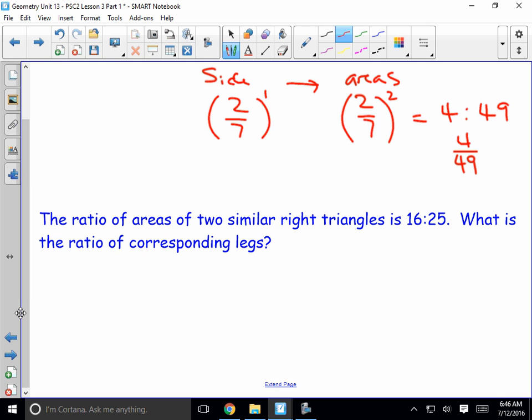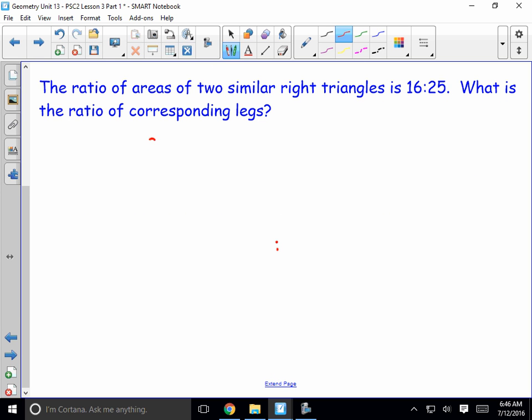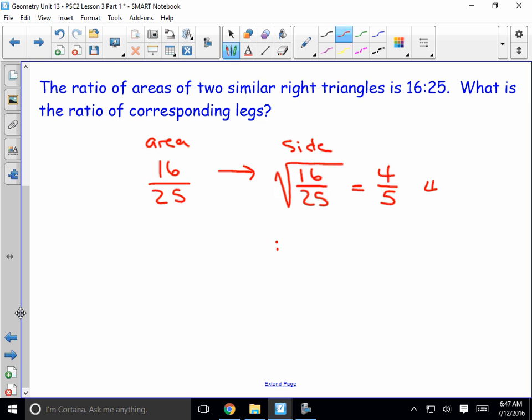Now this last one is a chance for us to work backwards. In this last example, we're given the area ratio of 16 over 25, and we need to turn it into a side length ratio. So remember, area is a squared measurement. Side length is a measurement to power of 1. So what we need to do is square root the area measurement to turn it into a side length measurement. Square root of 16 is 4. Square root of 25 is 5. So we have our ratio of the side lengths of 4 to 5, and then we can use that ratio to find any measurements that we're looking for.